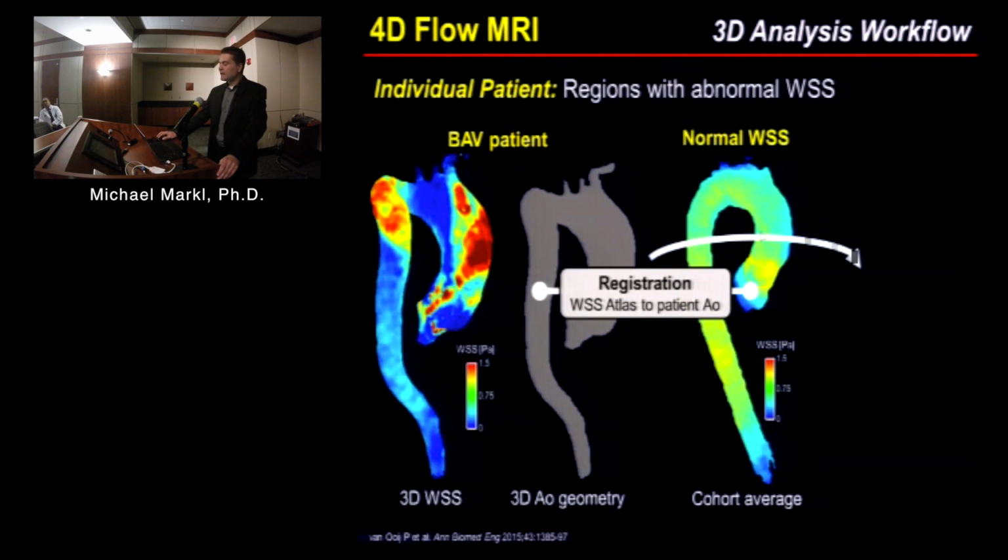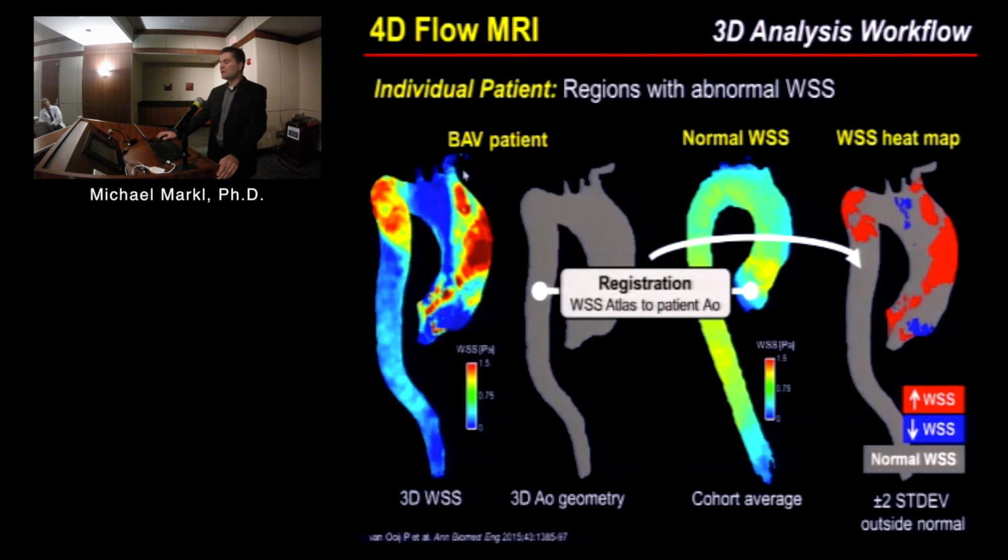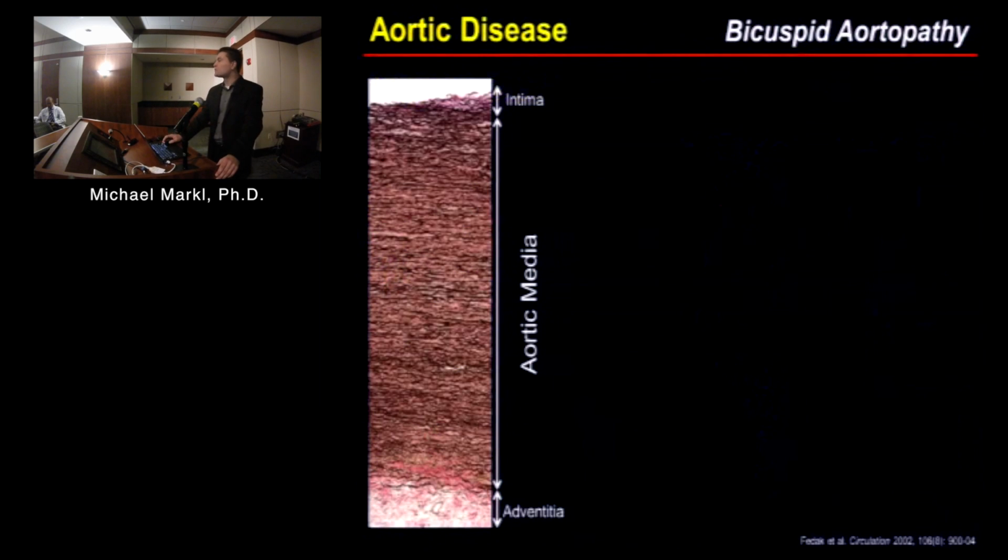And we can then directly compare on the patient geometry the wall shear stress of the patient to the normal wall shear stress atlas, and map out those regions that are 2 standard deviations above or below the normal population average. So you get then these regions that are wall shear stress hot and wall shear stress cold. So in the individual patient, you would now know, oh, there are regions here and here that correspond to high abnormal shear stress, and there are regions here in blue that correspond to very low shear stress, 2 standard deviations outside the normal range.